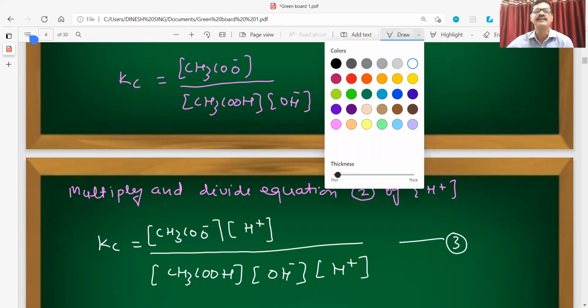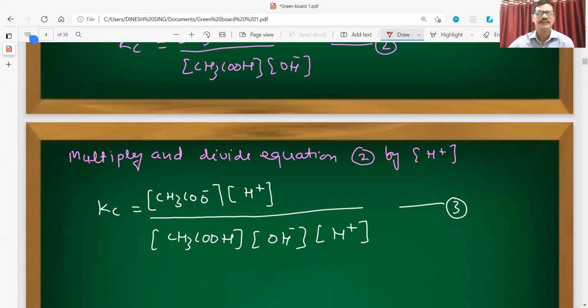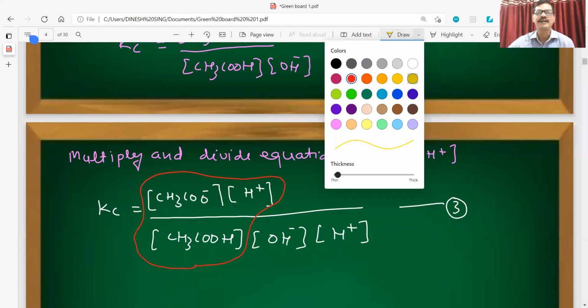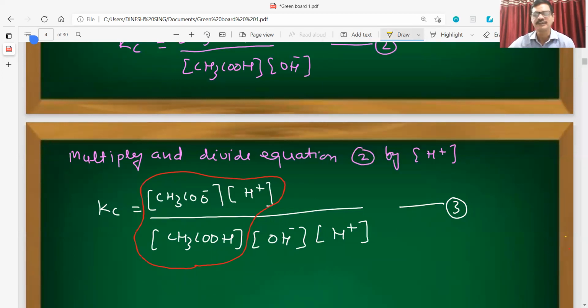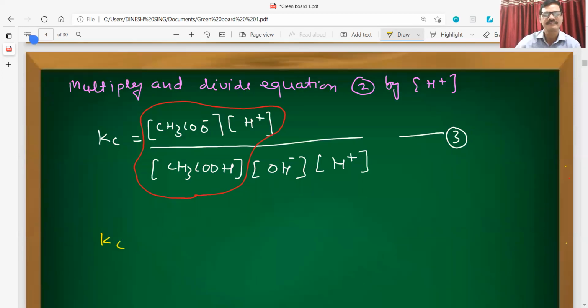So in equation 3 we can see this whole term, that is CH3COO minus into H positive by CH3COOH. This whole term is what? The K value, and the product of OH minus into H positive is Kw. I think now everybody can understand. So Kc will become equal to what? This will be K divided by Kw.